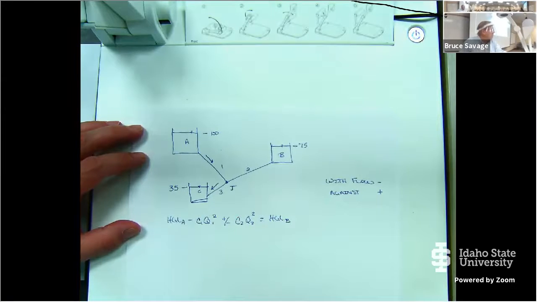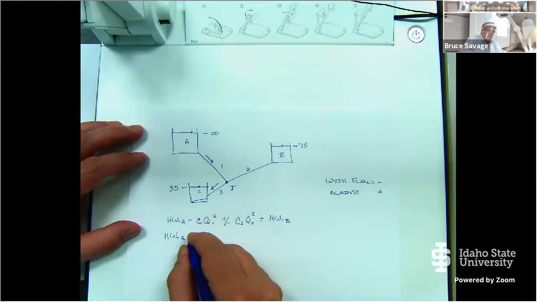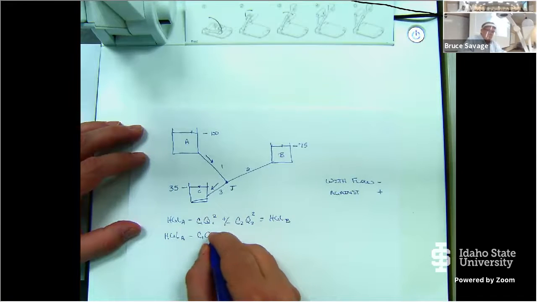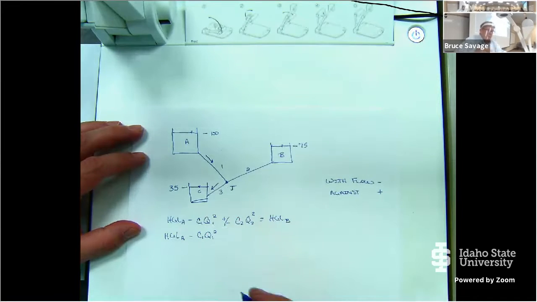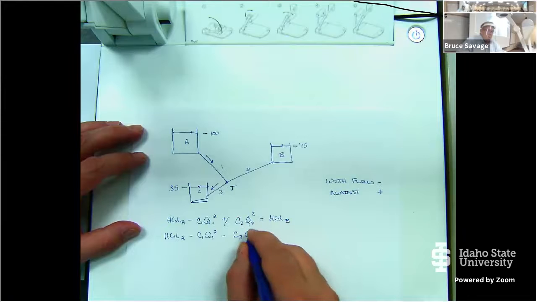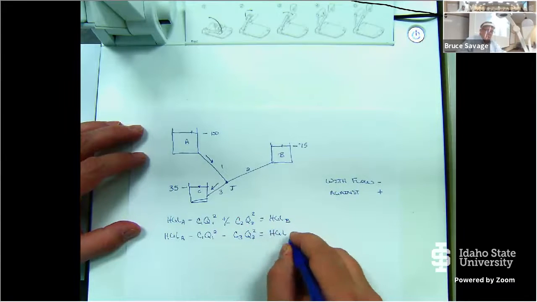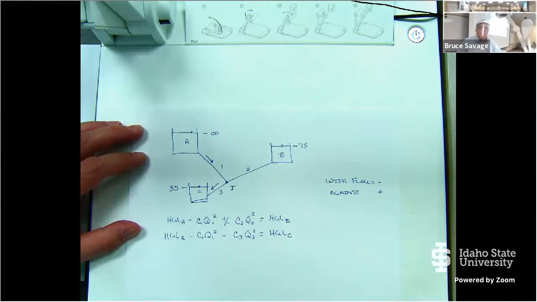Now I can do the same thing, going from A to C. So the hydraulic grade line at A minus C sub 1 times Q sub 1 squared, and then I get to the junction. Now I'm going down to C. I know that flows that direction, so it's A minus C sub 3 times Q sub 3 squared is equal to the hydraulic grade line at C.